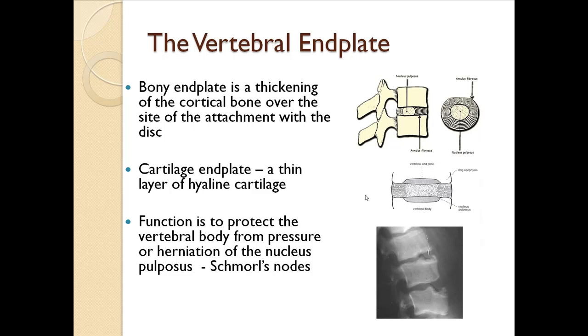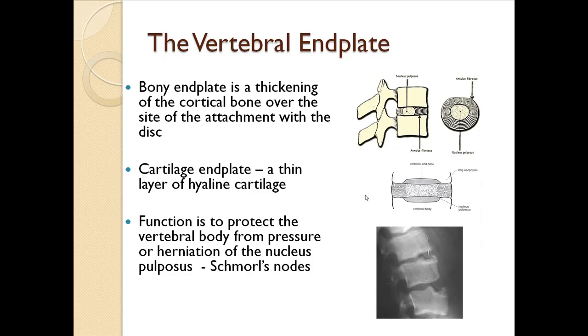At the end of each vertebral body, there is something known as the vertebral end plate. This is a thickening in the cortical bone, and there is a thin layer of hyaline cartilage covering this region. The function of the vertebral end plate is to prevent herniation of the nucleus into the vertebral body itself.